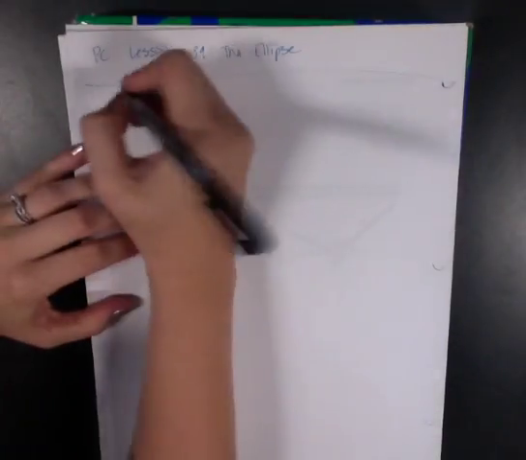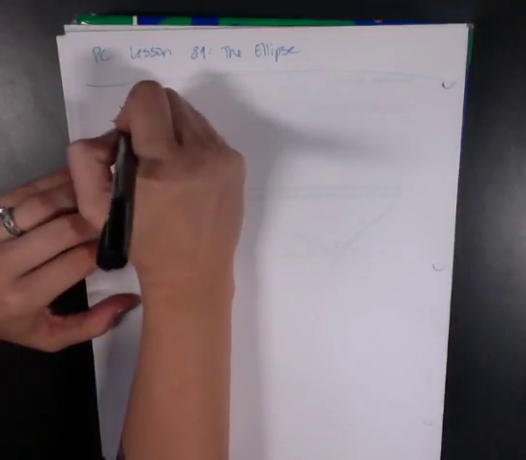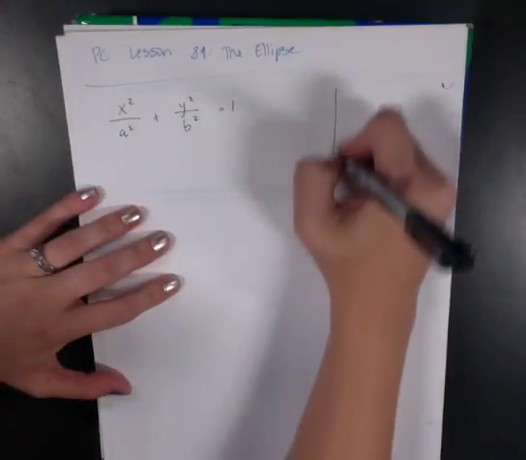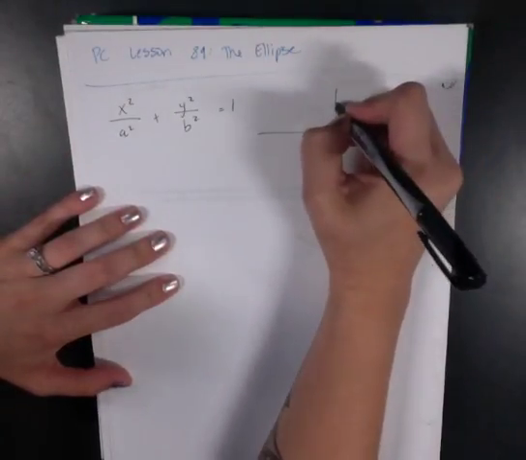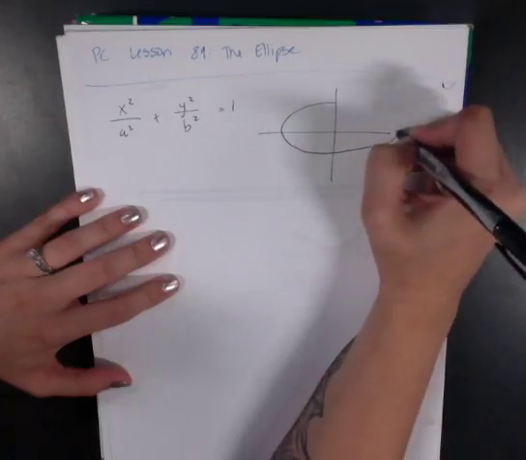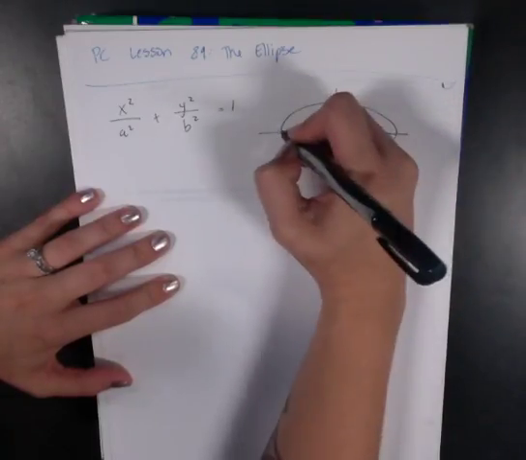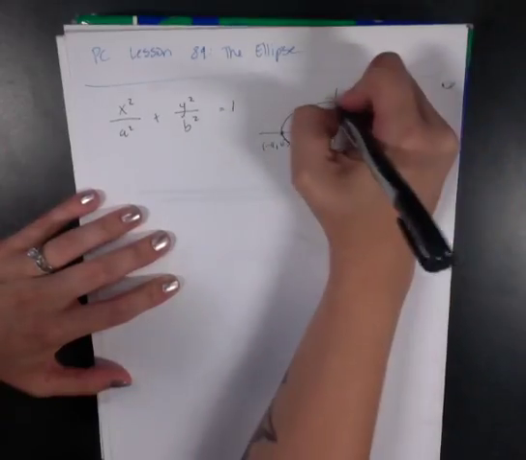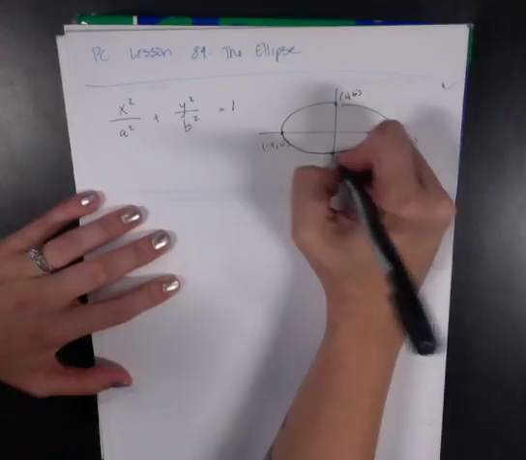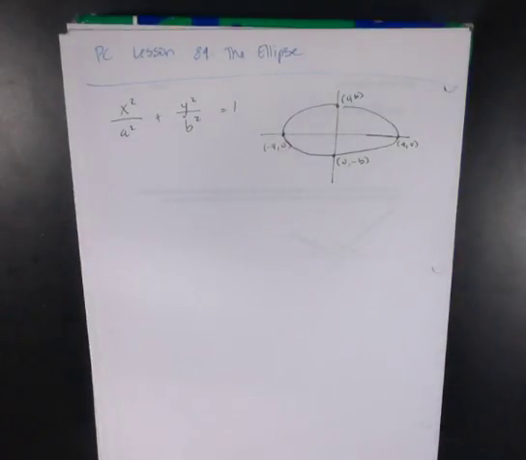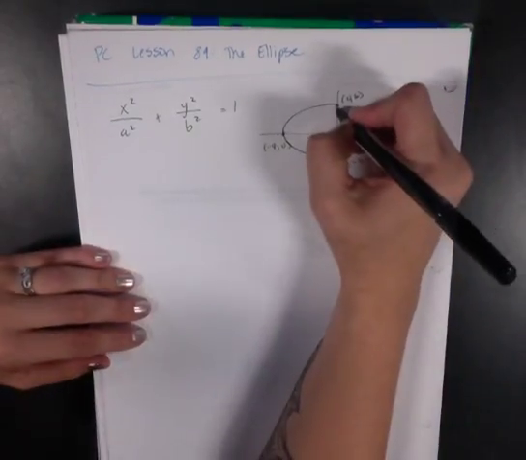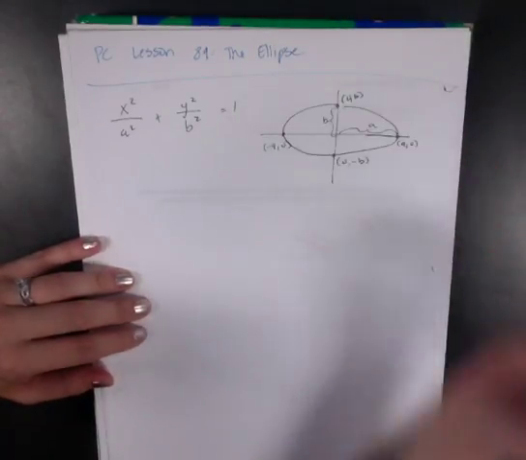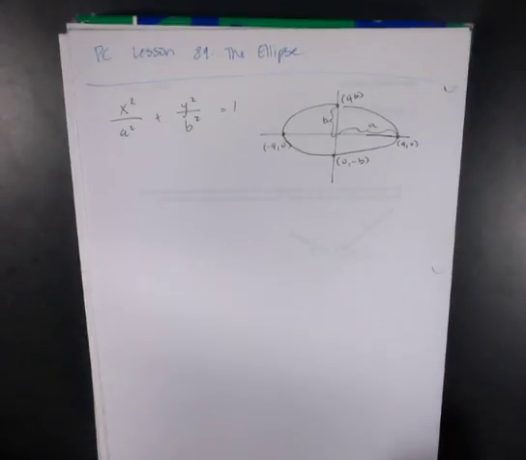So we remember the standard form of our ellipse is x squared over a squared plus y squared over b squared equals 1. And our trusty graph, hope maybe yours looks better than mine. This is negative a, 0, this is a, 0, we have 0, b, and we have 0, negative b. That means this distance here is b, and this distance here is a.